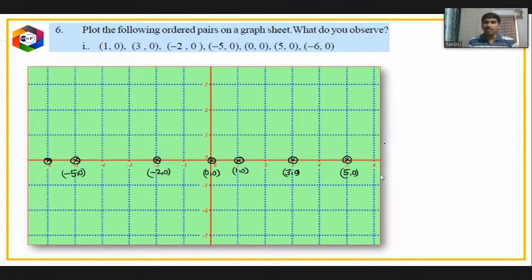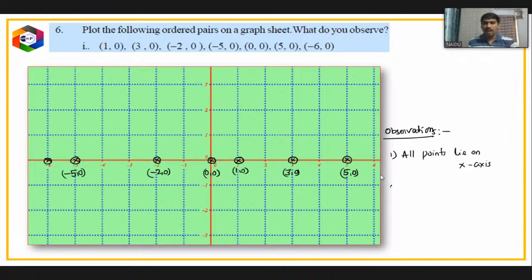So here the things to note are the observations. What are the observations that we did here, and what do you observe here? First point is all the points lie on the x-axis. That is the first. All the points, whatever the points that are given, each and every point lie on the x-axis. All points lie on x-axis.